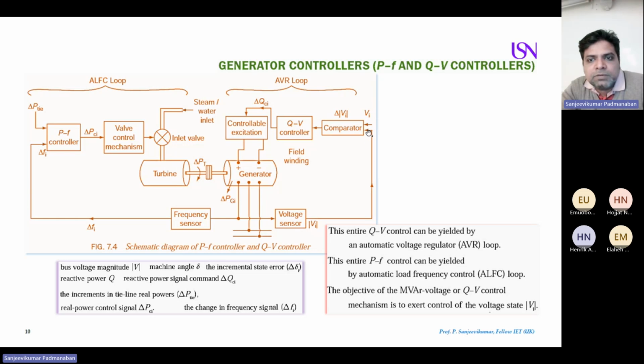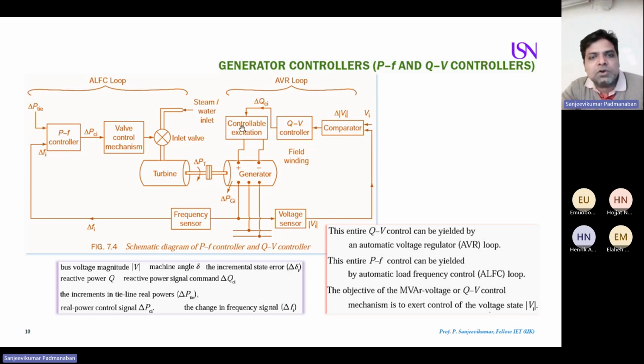So the actual voltage from the generator is compared with the reference value. So V reference minus the absolute value of V. This difference is delta V. So delta V is nothing but V reference minus the absolute value of your actual voltage. Then this error is given to your QV controller. In the QV controller, I find the value for what change in the reactive power compensation is required. That reactive power will be the input for your controllable excitation. So I have here again a power electronics converter. Here it is not shown.